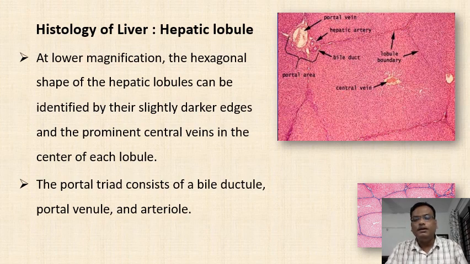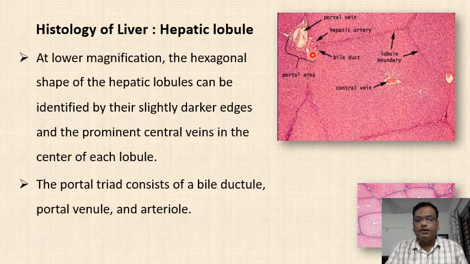Now, this is just the magnified view of one hepatic lobule, where we can see the central vein, and this is the hepatic triad. So you can clearly see the hepatic triad showing portal vein, which is a large vessel, comparatively having larger diameter, and hepatic artery, which is smaller in size, and the bile duct.